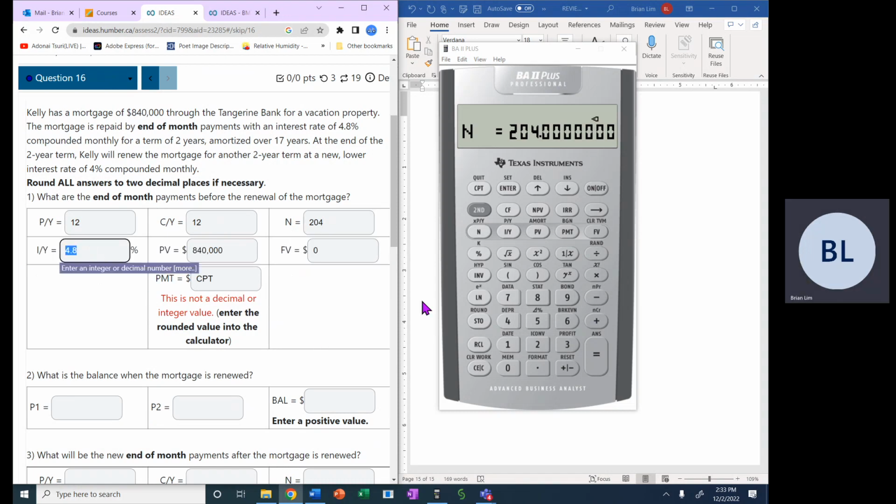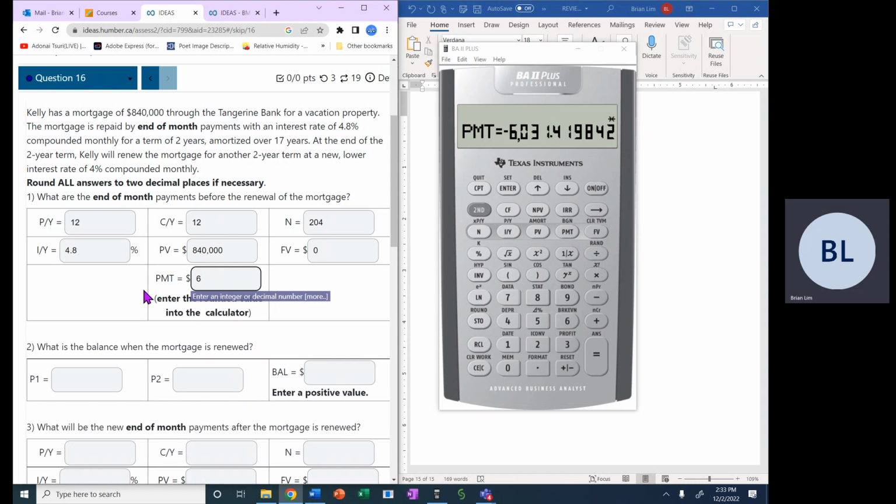All right, the interest rate is 4.8, so 4.8 interest rate. Present value is 840,000, so 840,000. That is the present value. We're computing the payment, and 0 goes in for the future value. So we compute the payment, and the payment turns out to be $6,031.42.